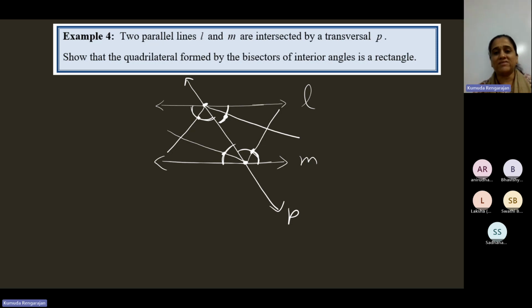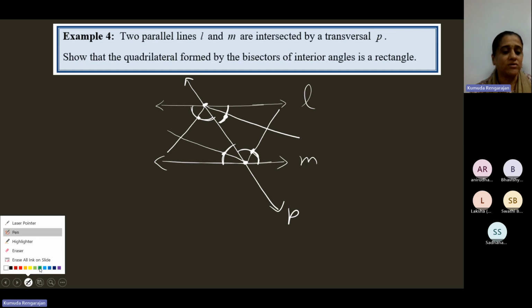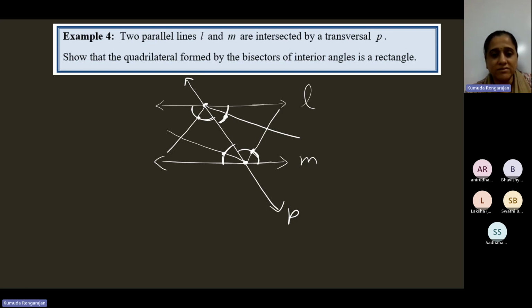You need to prove that the bisectors enclose a rectangle. Can you see the figure here? Anybody disturbing you? Okay, you need to show that the bisectors enclose a rectangle. So that is, this one is a rectangle.